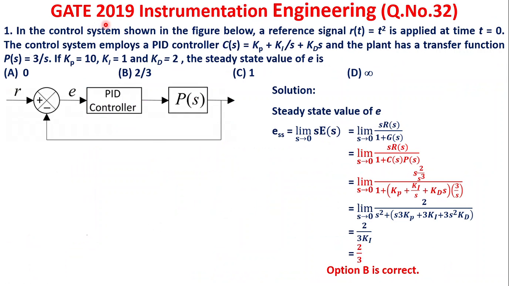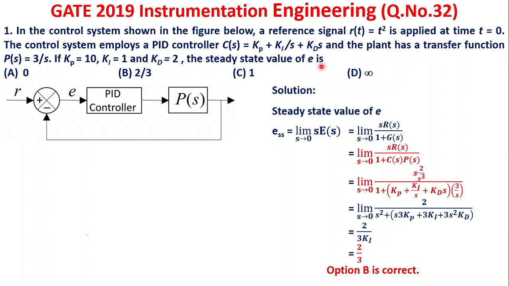Question number 1 is taken from GATE 2019 Instrumentation Engineering, question number 32. In the control system shown in the figure below, a reference signal R of t equal to t square is applied at time t equal to 0. The control system employs a PID controller C of s equal to Kp plus Ki by s plus Kd s, and the plant has the transfer function P of s equal to 3 by s. If Kp equal to 10, Ki equal to 1 and Kd equal to 2, the steady state value of E is.